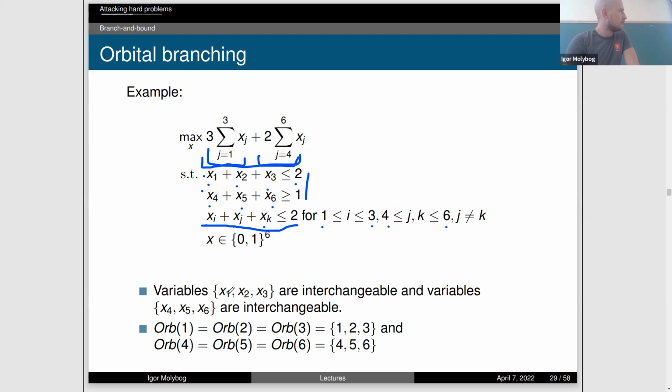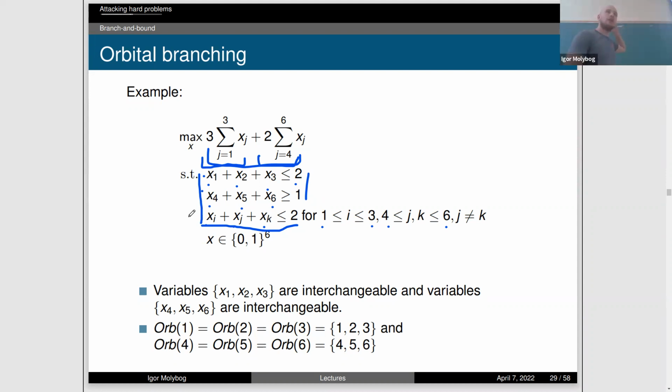You can interchange x1 with x4. This will lead to essentially the exact same problem, right? And you can exchange x2 with x5, x3 with x6. If you do this permutation, the entire form of the problem won't be changed, and the inequalities will translate into themselves. The permutation leads to exactly the same problem.